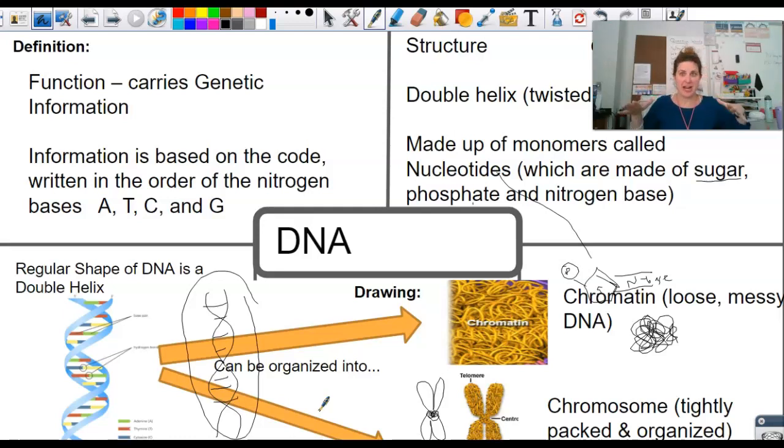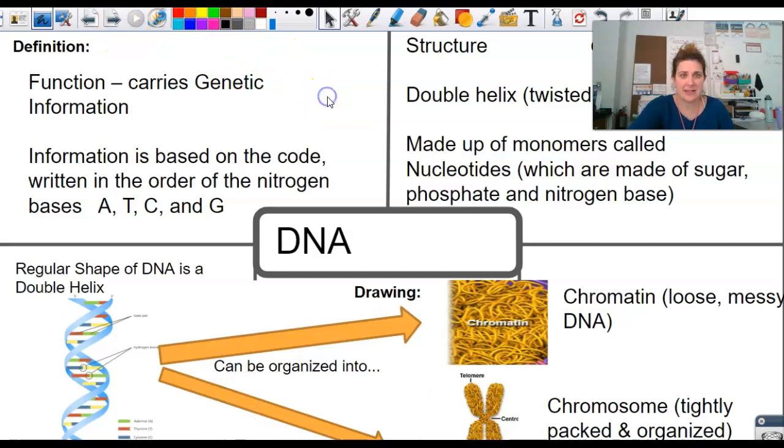That was a lot for DNA, right? We got its function, its job, we got its structure, and then we got a bunch of different images. We got the regular double helix of DNA and the 2 different ways it can look. It can look like chromatin, it can look like chromosomes, and that's going to matter when we talk about DNA in the cell cycle and what the DNA is doing throughout the life of a cell. If you need to pause it, pause it. I'm going to move on to the next slide.